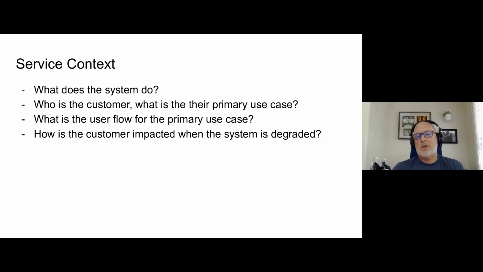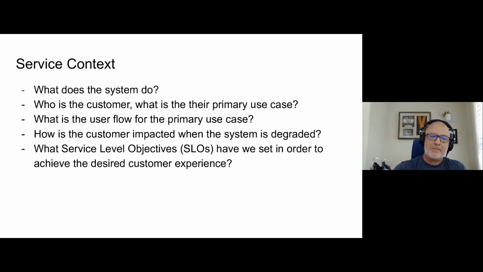How is the customer impacted when the system is degraded? How many teams think about that? How many teams think about when something actually is going off the rails or is impacted? Is the door just shut down on the customer? Do we fail open? Do we have graceful degradation? These are the questions we want to think about.